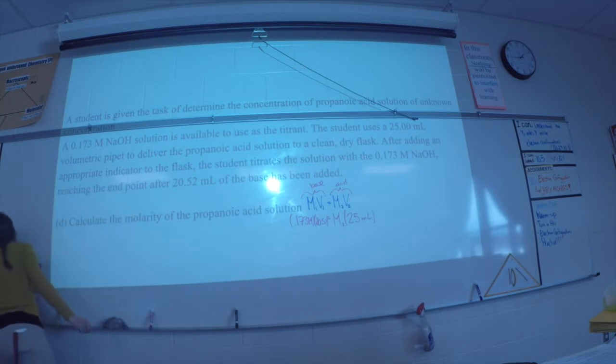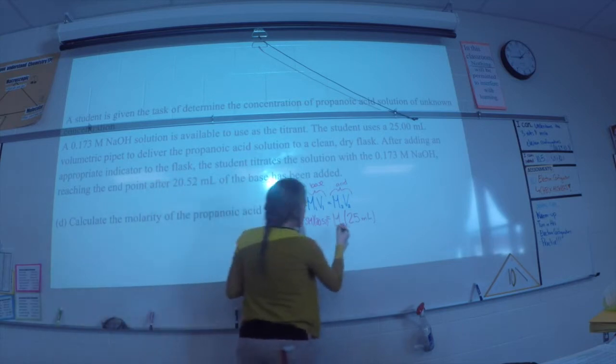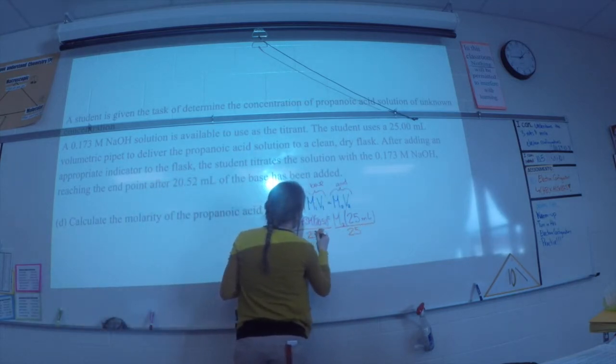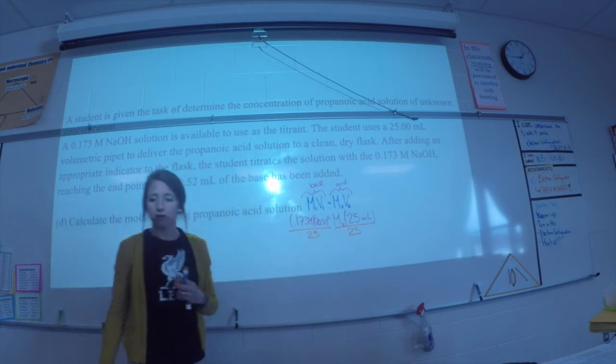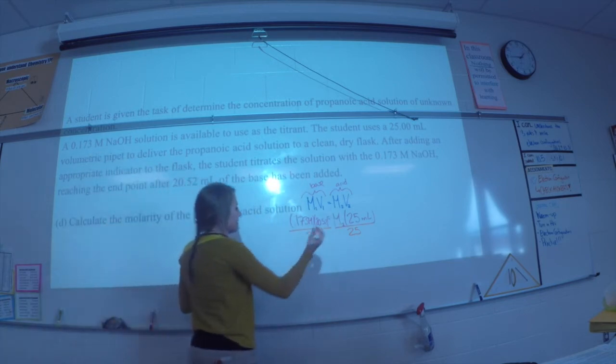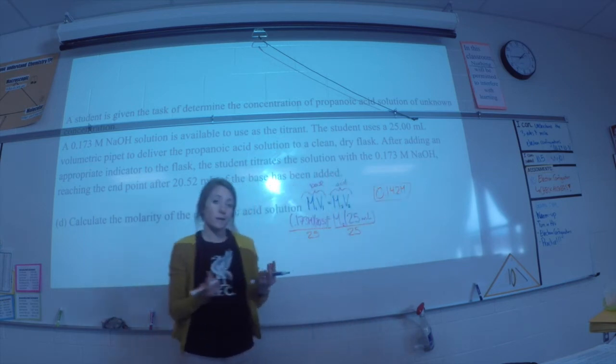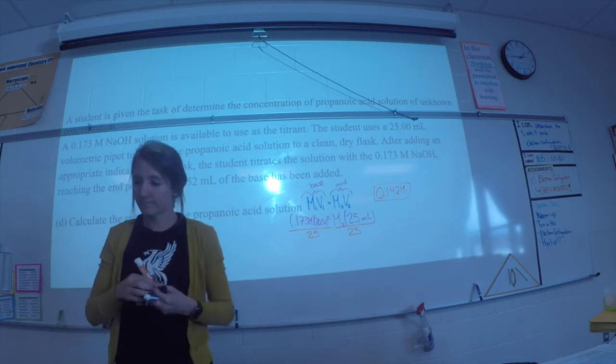So we're going to simply divide both sides by 25. Plug that into your calculator, and you should have got an answer of 0.142 as your unknown molarity. And that's it.